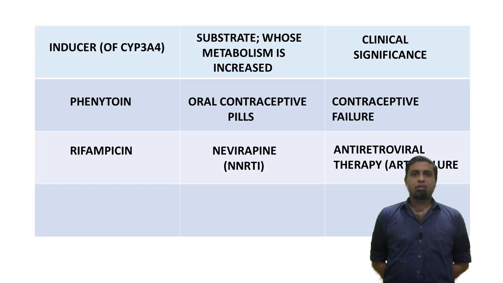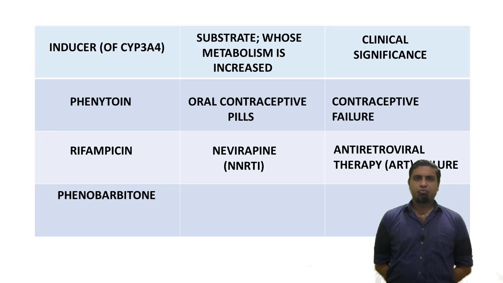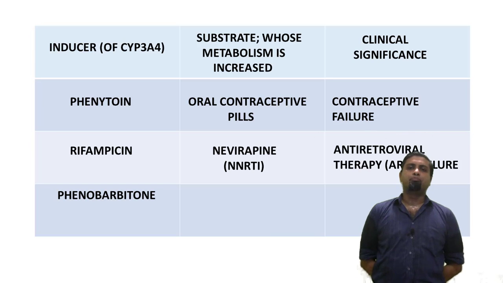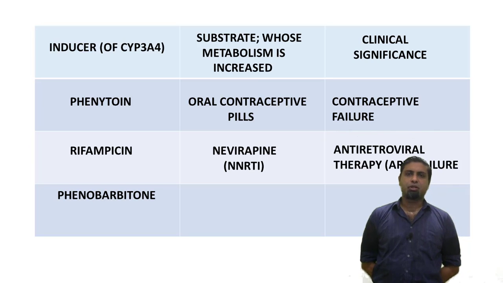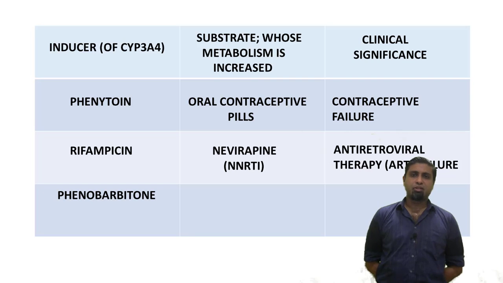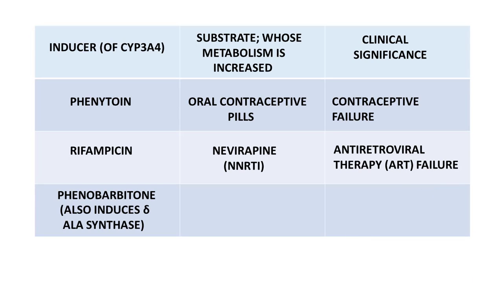Another very important example of enzyme induction is the example of phenobarbital. Phenobarbital comes under the group of drugs called barbiturates. Phenobarbital is an example for an anti-epileptic drug. It's a powerful enzyme inducer, and it will induce just about anything, including enzymes which are not even part of the CYP system, like for example ALA synthase or delta aminolevulinic acid synthase. This explains why drugs like phenobarbital are absolutely contraindicated in patients with porphyrias.